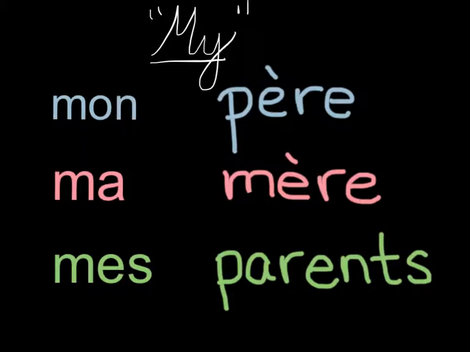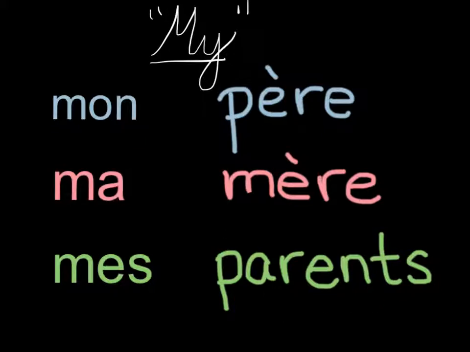So if you're going to be able to talk about your own family, you need to know the word for my. And in French, the word for my actually has 3 different words, just like the word for the is 3 different words, le, la, and les. So in French, we have masculine, feminine, and plural words for the word my. Okay? It's my father, mon père. My mother, ma mère. My parents, plural, mes parents.